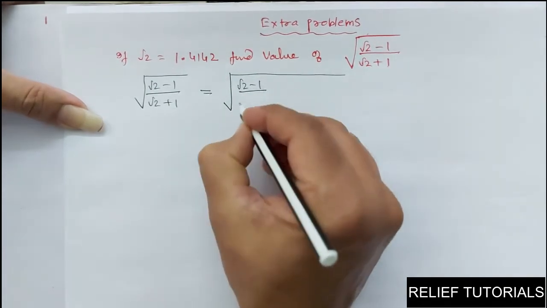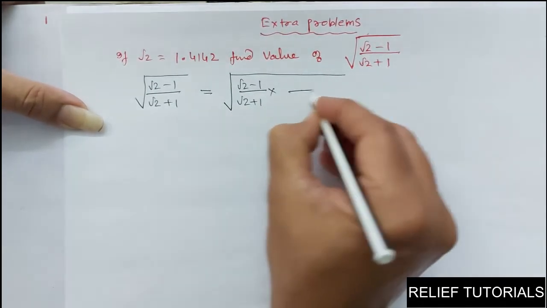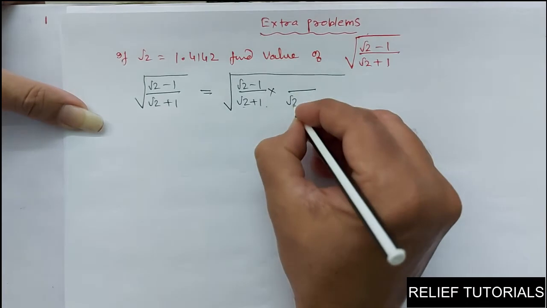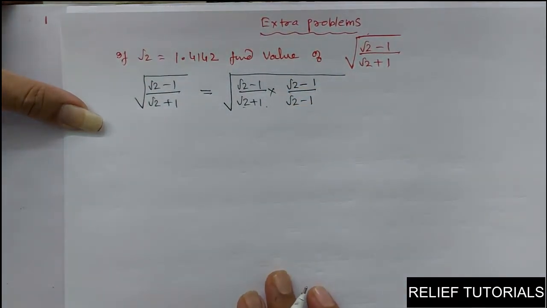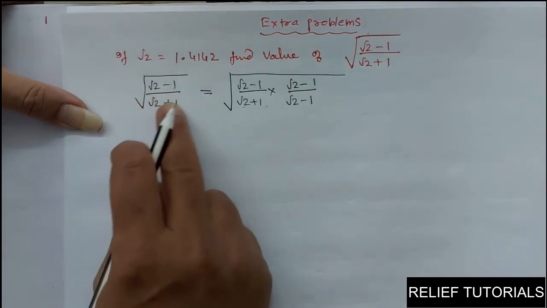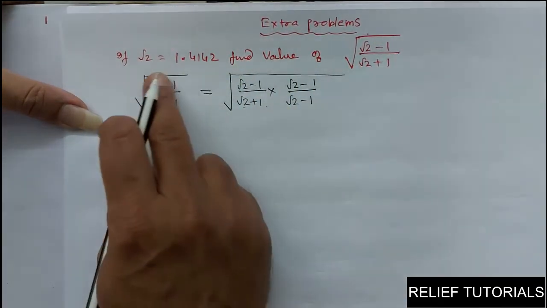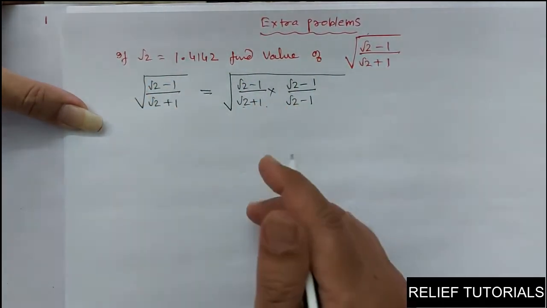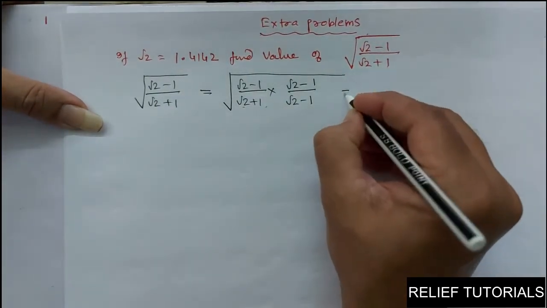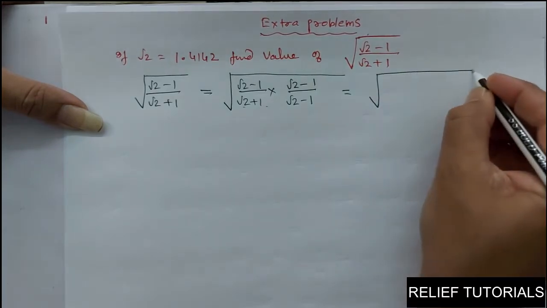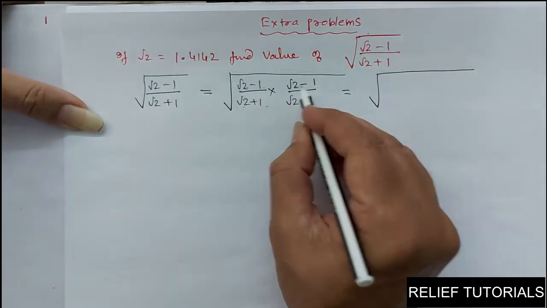See, root 2 minus 1 upon root 2 plus 1. Now the conjugate of root 2 plus 1 is root 2 minus 1, and here also root 2 minus 1. Nothing I have done: problem as it is, root as it is. Just I have rationalized the denominator. See, so what will you get here? That is equal to root 2 minus 1 into root 2 minus 1.